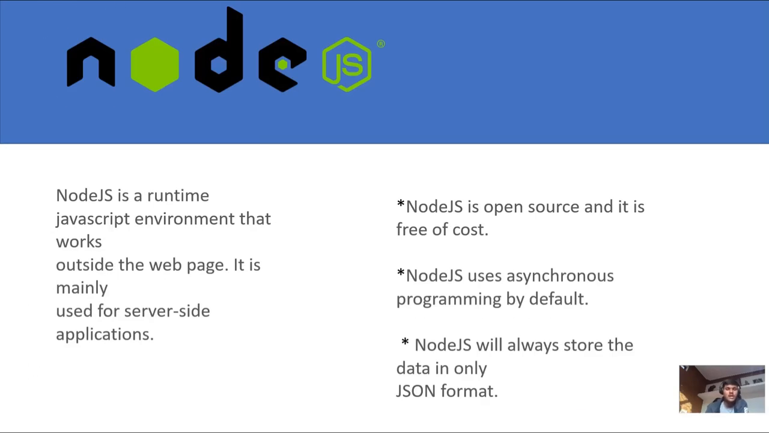Node.js is simply a runtime environment that works outside the web page. It is mainly used for server-side applications. Node.js is open source and free of cost, and it uses asynchronous programming by default. Node.js will always store the data only in JSON format.